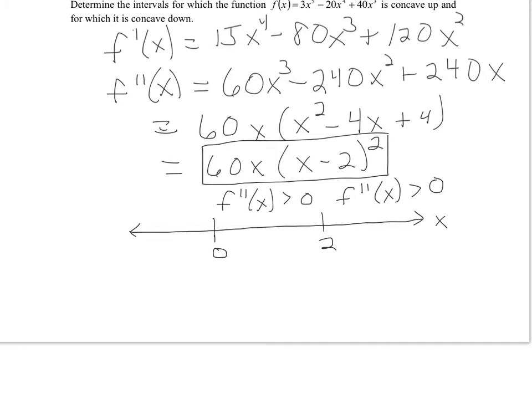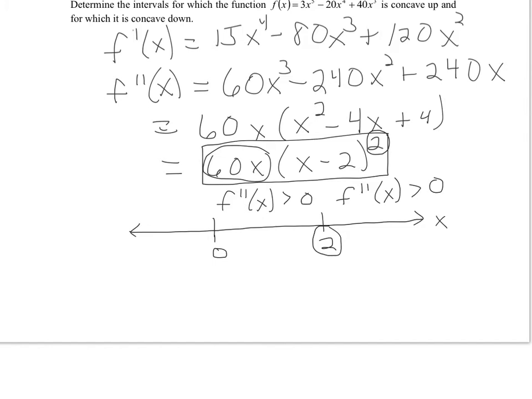f double prime of x is still positive as a consequence of the squaring operation that's attached to the factor x minus 2, right? A square can never be negative, so it doesn't matter if x is a little bit greater than 2 or a little bit less than 2. In either case, x minus 2 squared will be positive, and as long as x is greater than 0, then this factor remains positive. And of course, a positive times a positive is a positive. So apparently, f double prime is momentarily equal to 0 at x equals 2, but is positive on both sides of that point.